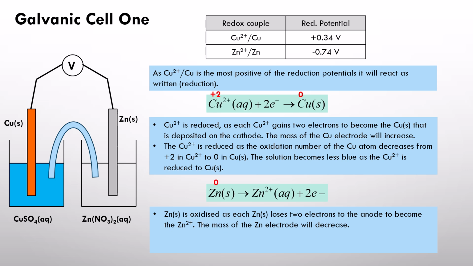oxidation numbers. Zinc solid has a 0 oxidation number because it is an element. Zinc ion 2+, monatomic ion, its oxidation number is equal to its charge, +2. So here we can say that the zinc solid here is oxidized as the oxidation number of the zinc atom increases from 0 in zinc to +2 in zinc ion. 0 in zinc solid to +2 in zinc ion.